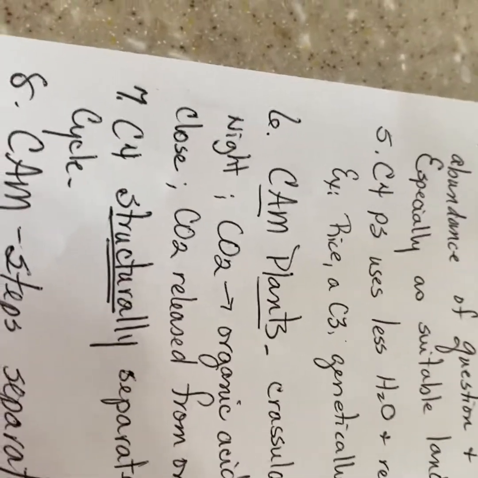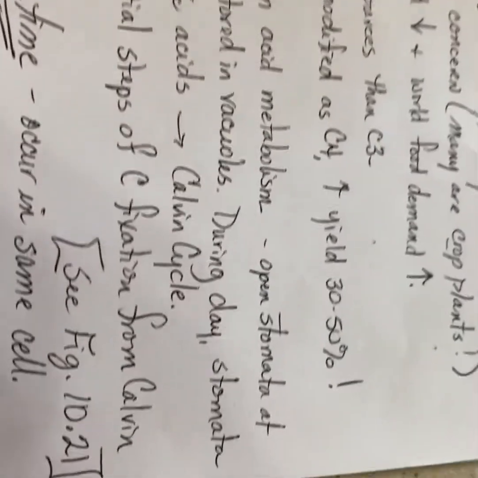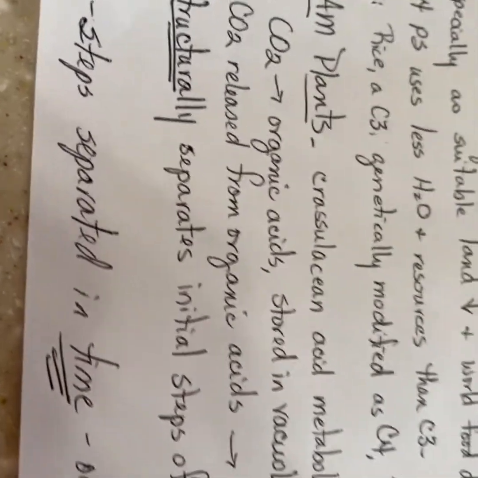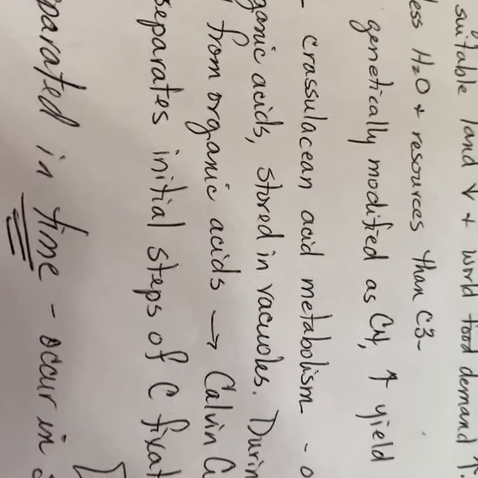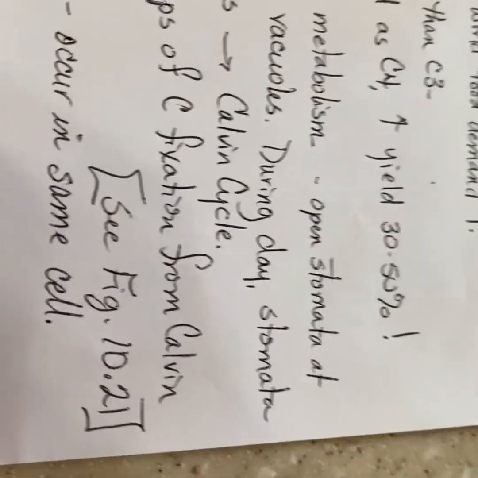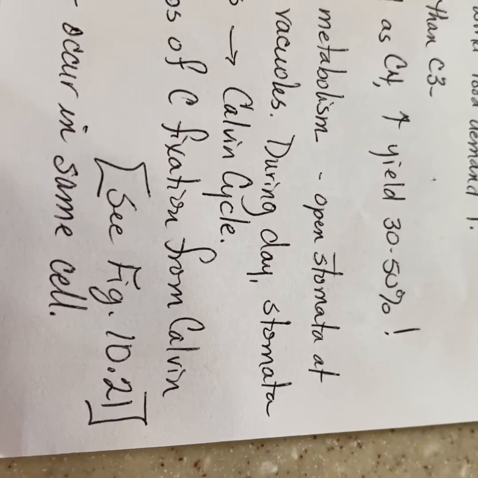So let's just summarize this. The C4 plant structurally separates the initial steps of carbon fixation from the Calvin cycle, but in CAM plants, the steps are separated in time. It's a temporal separation. It still occurs in the same cell. And I would go to figure 10.21 and have a look at this.